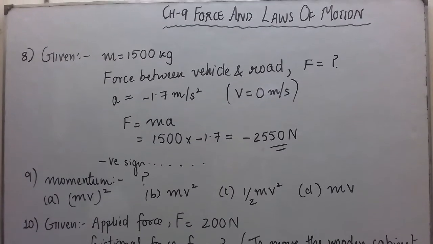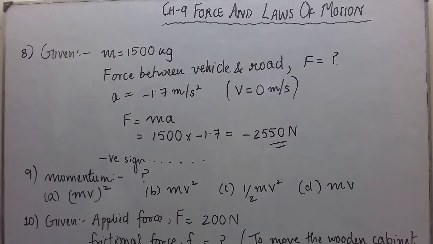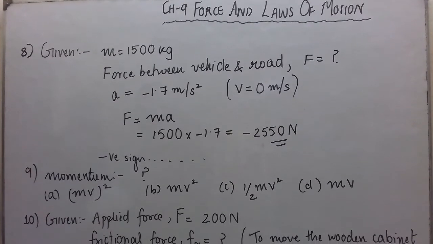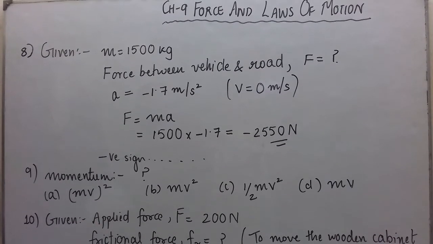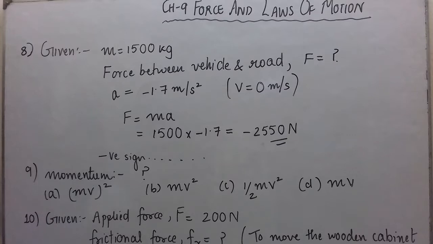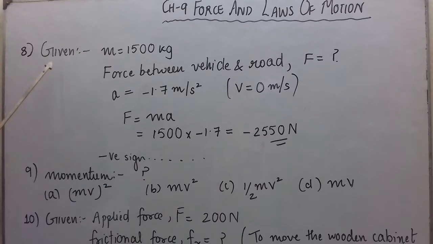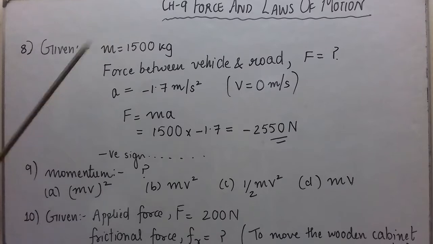Now, let us do the 8th numerical. An automobile vehicle has a mass of 1500 kg. What must be the force between the vehicle and road if the vehicle is to be stopped with a negative acceleration of 1.7 meter per second square? So what is given? Mass m is 1500 kg.